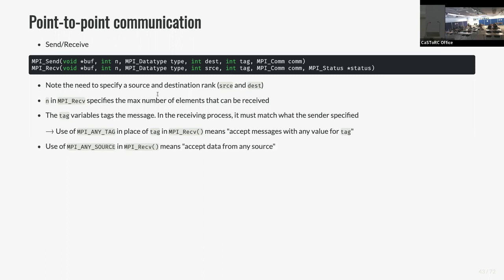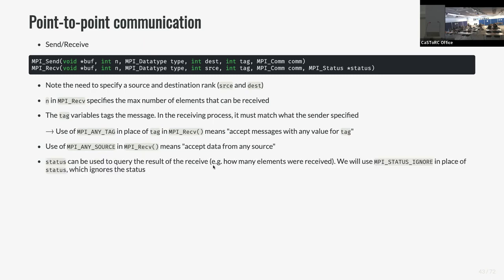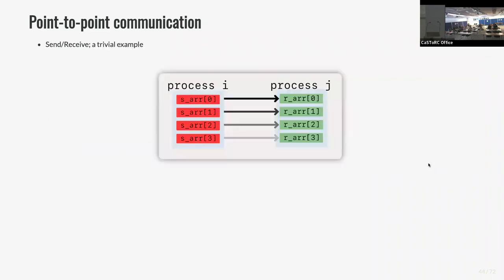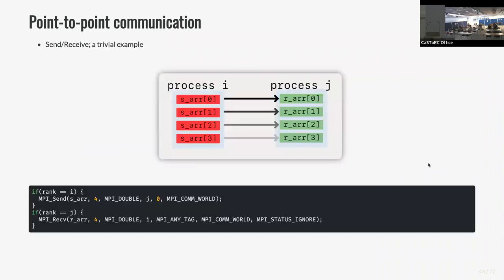You can also use MPI any source in the MPI receive, which means accept data from any rank, right? Any source. This status variable here at the end of the MPI receive is used to query the result of the receive, okay? But we will not be using it for anything useful here. So you can just replace it with this MPI status ignore, which just means I don't care about status. Don't bother, don't return anything.